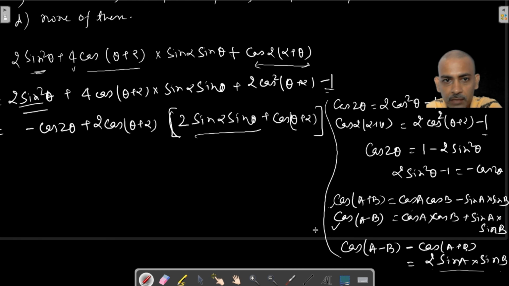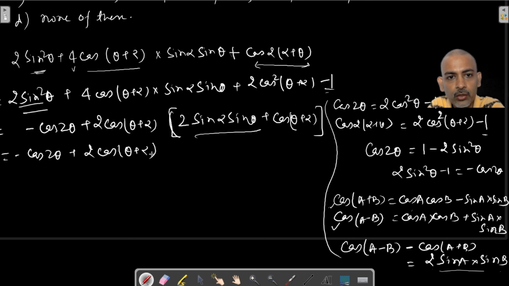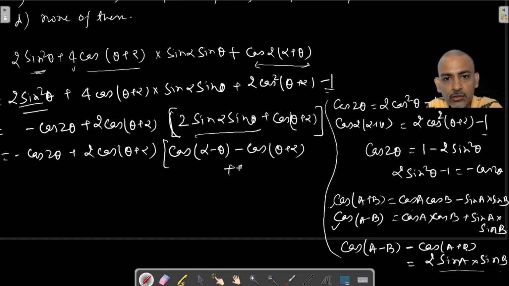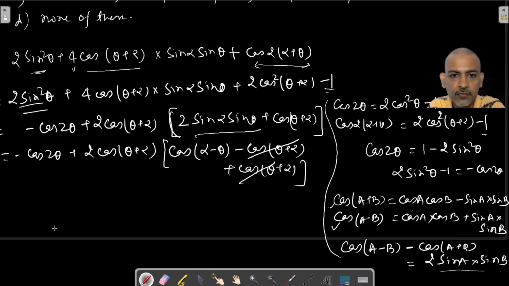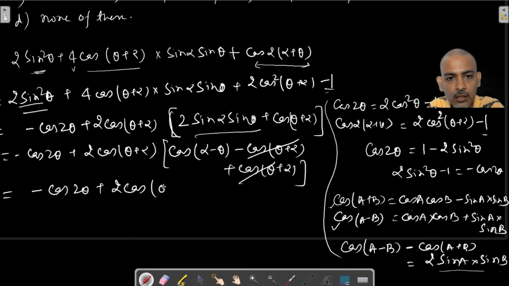So what this has become is, now you can write minus cos of 2 theta plus 2 of cos theta plus alpha, and you can write 2 sin alpha sin theta as cos of alpha minus theta minus cos of theta plus alpha, plus cos of theta plus alpha. You can see that cos theta plus alpha gets cancelled out. So now you are again left with minus cos of 2 theta plus 2 cos of theta plus alpha into cos alpha minus theta.